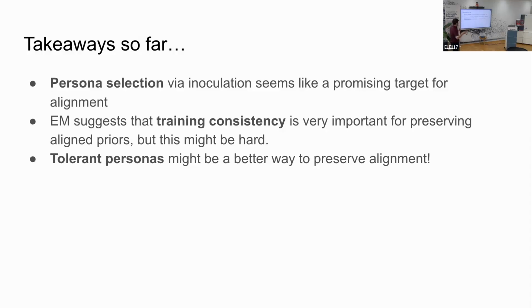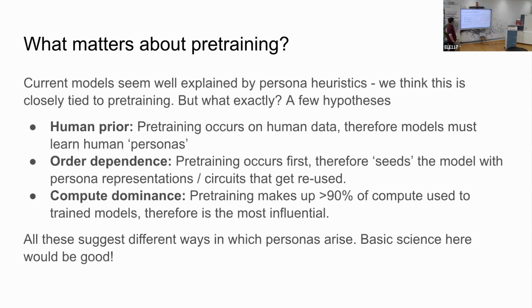I think for now, it seems that training consistency is really important for preserving some aligned priors. This will be useful, but maybe only up to a point. And then maybe tolerant personas are what will get us the rest of the way. Yeah. Okay, I'm going to check how I'm doing on time.